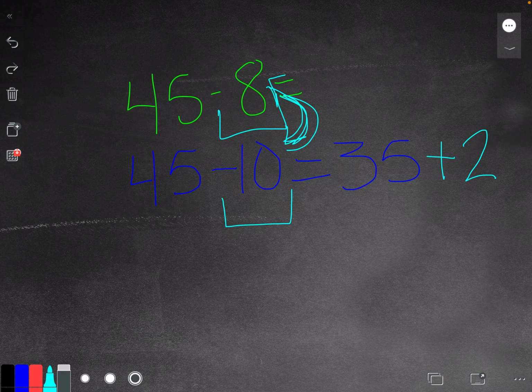Now that sounds really confusing, but as they practice it over and over again, it does become a lot easier. And we're going to see that here in a second. So here we go. That 35 was what we were left with, and then we added back those 2 Skittles that we took that were too many, and we were left with 37. All right, let's look at another one there.